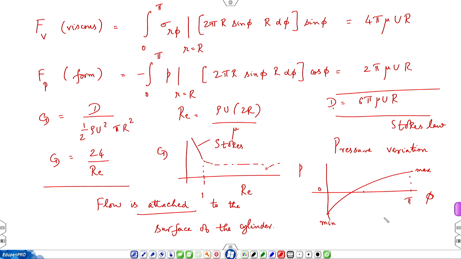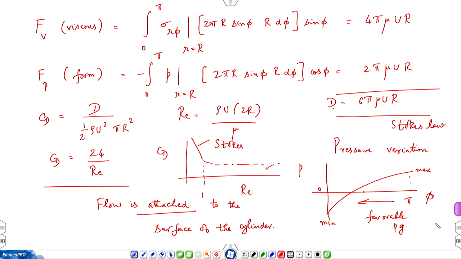And what is the flow direction? It is from phi equal to pi to 0. This is the flow direction. So you see that pressure continuously decreases in the flow direction. If you think of the pressure gradient, it is negative with respect to the flow direction. It is very similar to flow through a tube, where pressure decreases in the direction of flow. Like attached flow, there is a term used for this kind of pressure variation. It is called a favorable pressure variation or pressure gradient. So pressure decreases in the direction of flow.